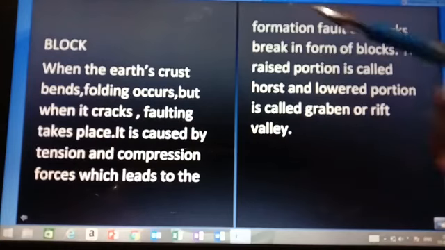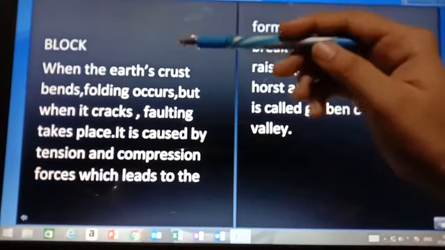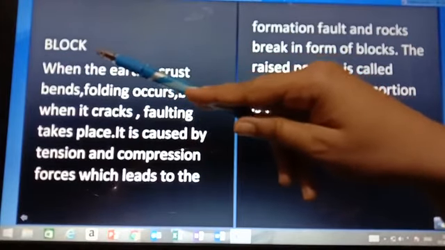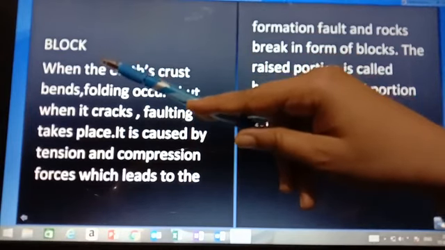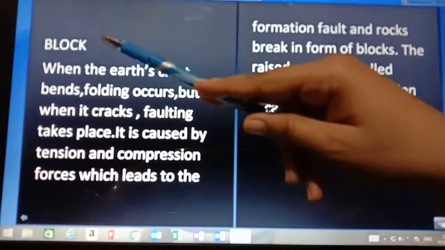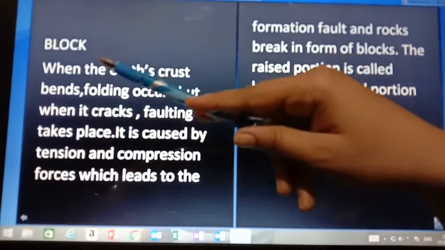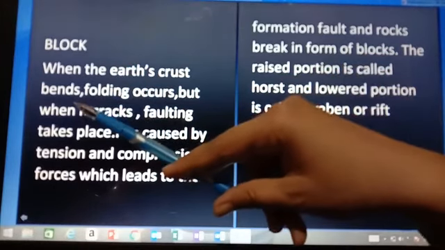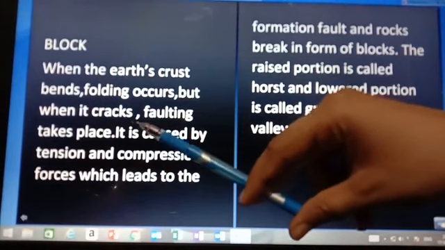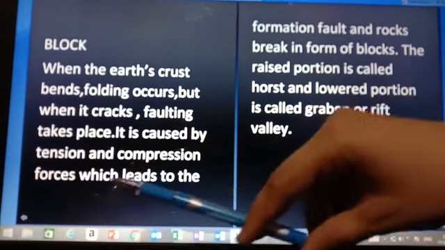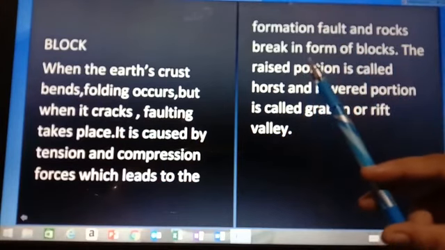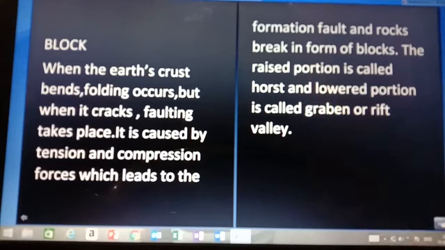Then we have next type of mountain, children, block mountain. As the name says, block. Whenever there is any crack or fault on the surface of earth, the surface of the rock moves in the form of blocks. That is why they are known as block mountains. When the earth's crust bends, folding occurs, but when it cracks, children, faulting takes place. It is caused by tension and compressional forces, which leads to the formation of this fault, and the raised portion is called horst and the lowered portion is called graben or rift valley.